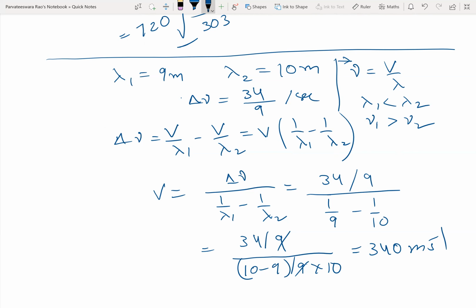Some more models of the problems on beats are there. I'll post them for you; they will be like this only. Waxing: if you apply wax, frequency decreases. Waning means if you file it, frequency increases. So based on that, you will be having some problems.